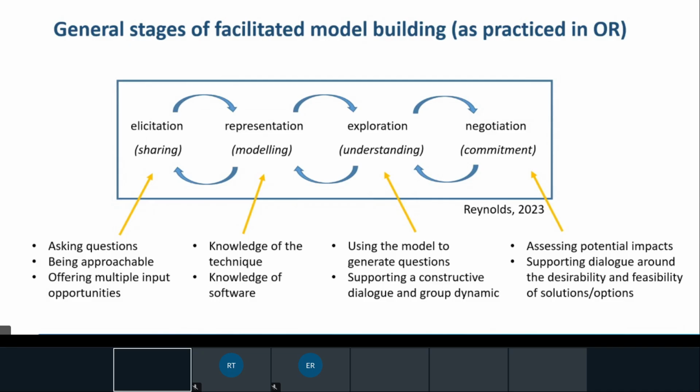We're then representing that information that we're gaining from participants, and we're modeling in real time. So we need to have a firm knowledge of the technique and a knowledge of any software that we're using to support our modeling, because we're on view as we're doing that.